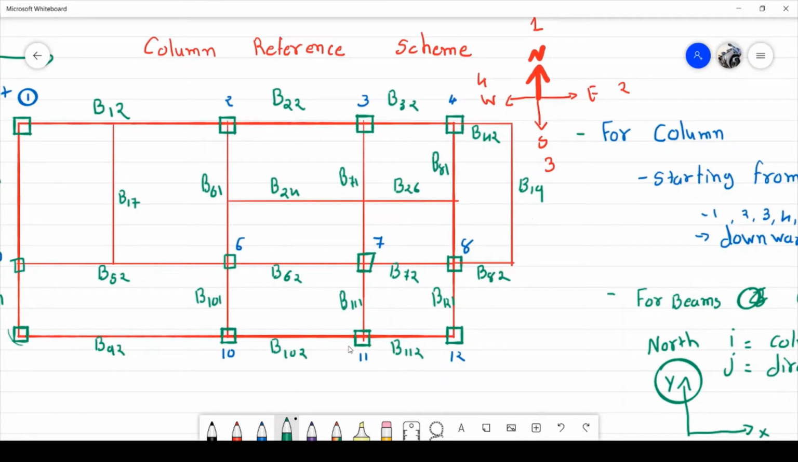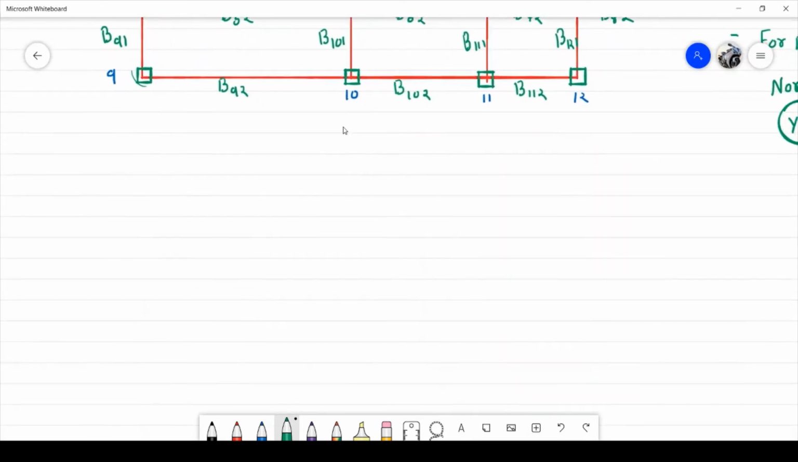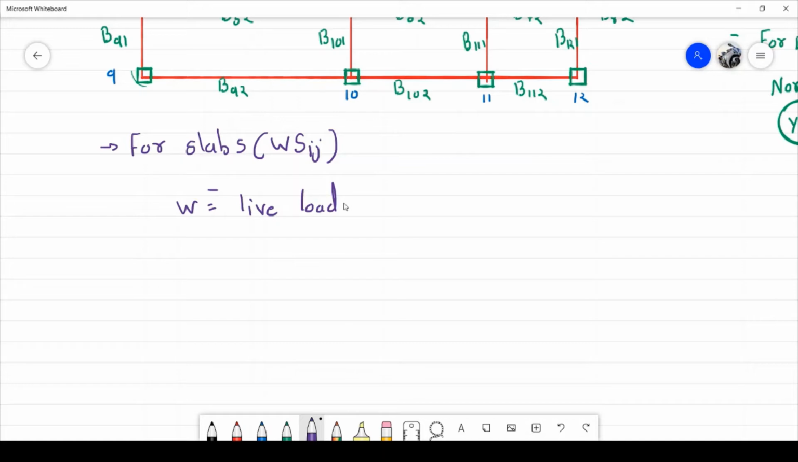Now for the slab. Give me a second. Okay, for the slab, we write it like WS I J. So W is the live load, what we apply on the slab in Newton per meter square. Okay, so first we apply a live load of 2 kilonewton per meter square, but in the column grid line we write it down as 2000 Newton per meter square, right?